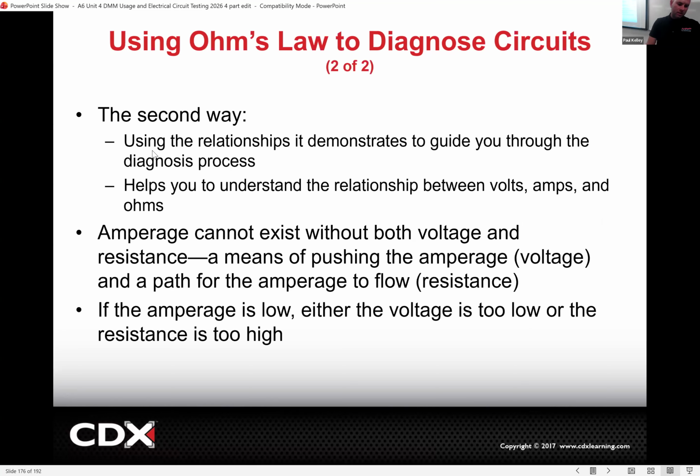And then additionally, and probably more practically, use the relationship that it demonstrates to guide you through the diagnosis process. So if you were to do a voltage drop and the voltage drop was more than it was supposed to be, right? Across the switch, we expect maybe 0.1, 0.2 would be the max. What if you dropped 6 volts across the switch? What's that tell you? Yeah, but be more specific than bad. Bingo. You know that because of Ohm's law.